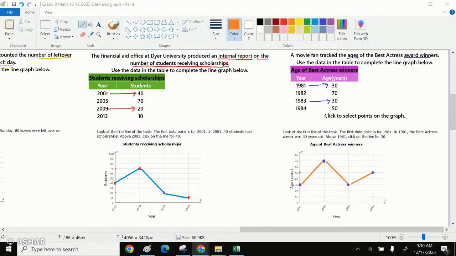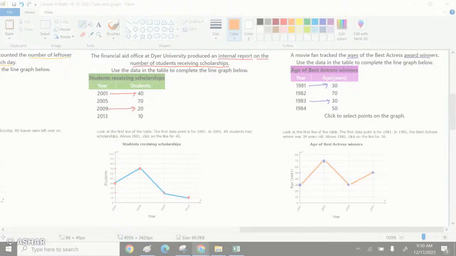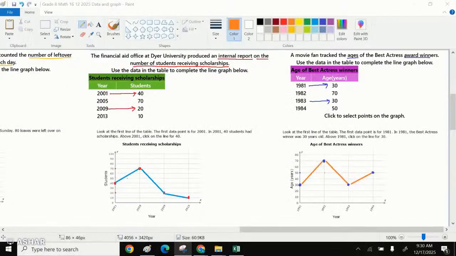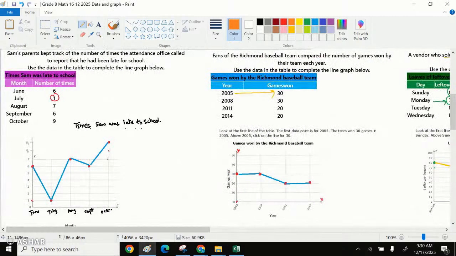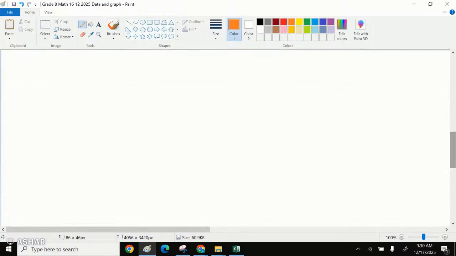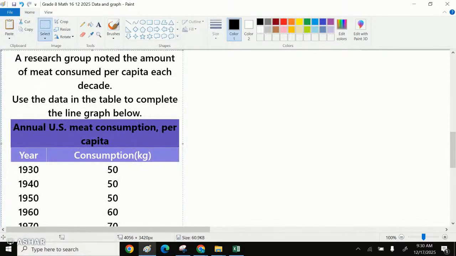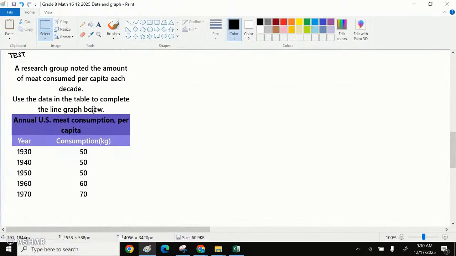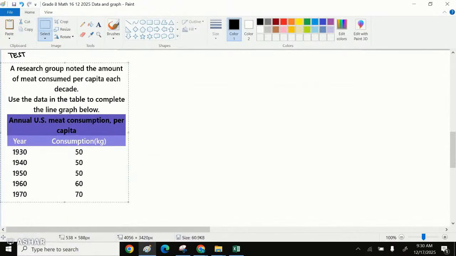Okay, I'll just copy the question. Question number one, this is given to us. I'll put down the heading of test so that you know that we are trying the questions from the test. This is the given information. A research group noted the amount of meat consumed per capita each decade, right? Use the data in the table to complete the line graph below. Now they have given us multiple options and we need to choose which option is the correct option.